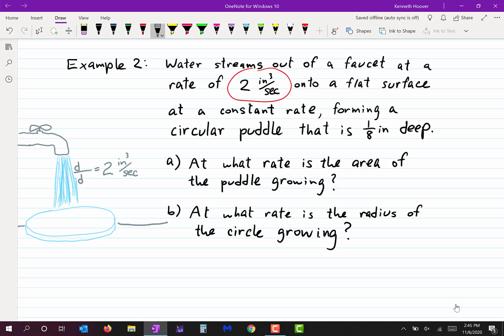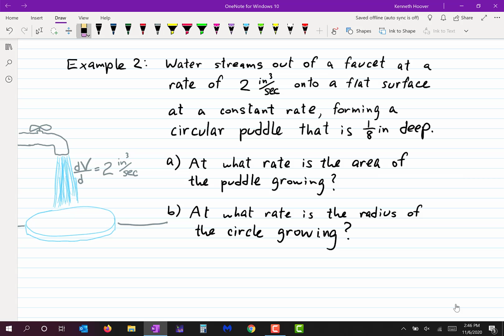Okay, this is important. This is what makes the problems not that hard, if you can figure out how to use the units, okay? So let's think about this. The top is cubic inches. What kind of a measurement is cubic inches? Is that a length? Is it an area? Is it a volume? What is it? The fact that it's cubic means it's a volume, right? So what they've told us, that 2 cubic inches per second, that's the derivative of a volume of water.